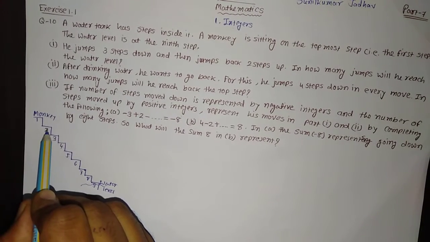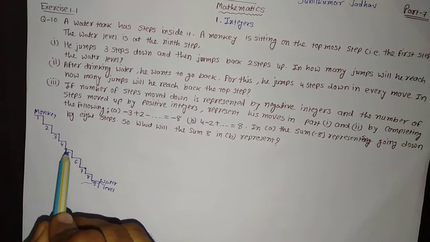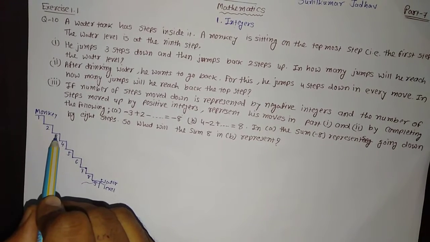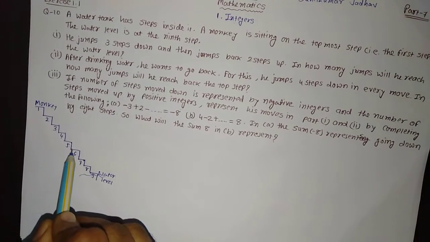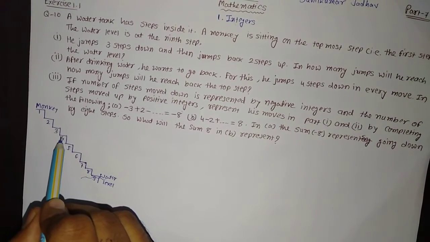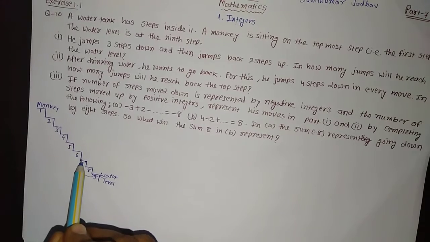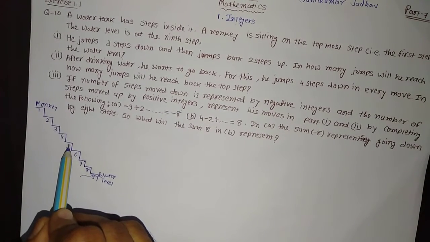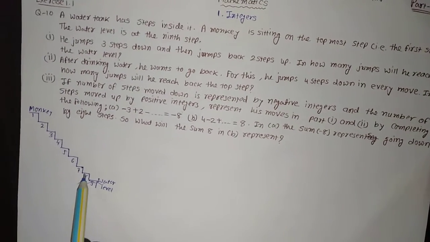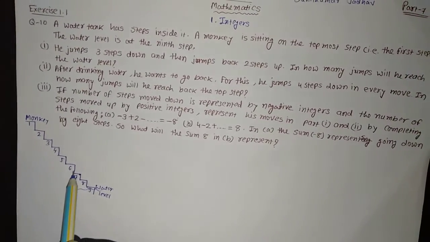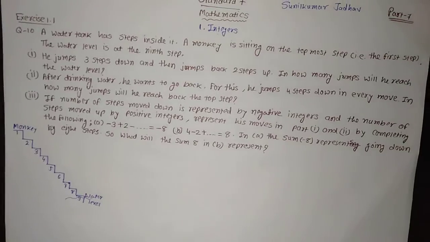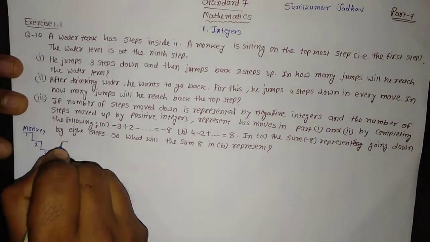Again he will jump 3 steps down from 2, and come 2 steps up, to the third step. Again 1, 2 and 3 down, and 2 up, that is on the fourth. Again 3 down and 2 up, he will be on the fifth one. Again 3 down and 2 up, and again 3 down and 2 up. This way we now need to calculate. So let us start with the solution.